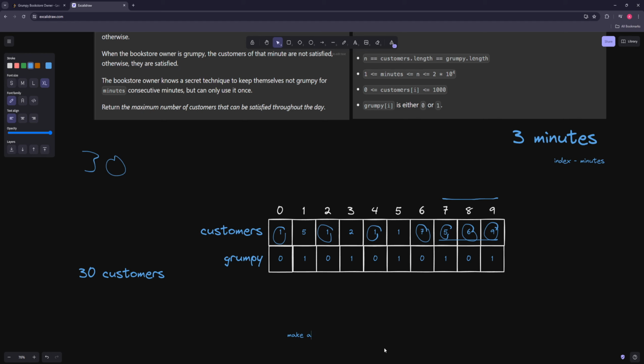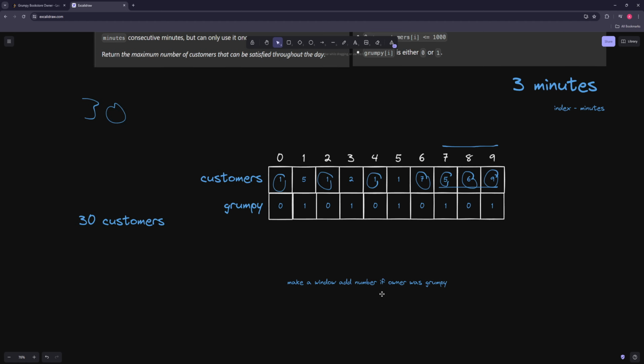So make a window, add number if the owner was grumpy, because now they won't be. So everything in the window is not grumpy. So if it wasn't grumpy and it still isn't, we already have that number. But if it was grumpy and it isn't now, then we need to add.